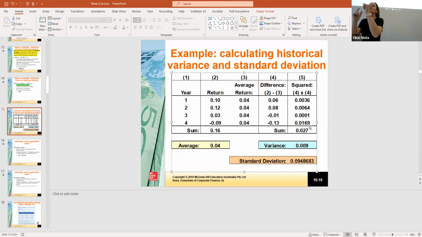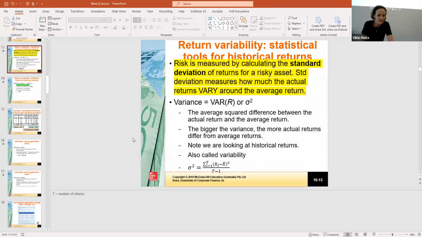So step 1, calculate your average return. Step 2, calculate the differences between the actual and the average return. Step 3, square all the differences and add them all together and get the total. And this sum that we get here, 0.027, this sum is the top part of the formula. It's the sum of the differences squared.